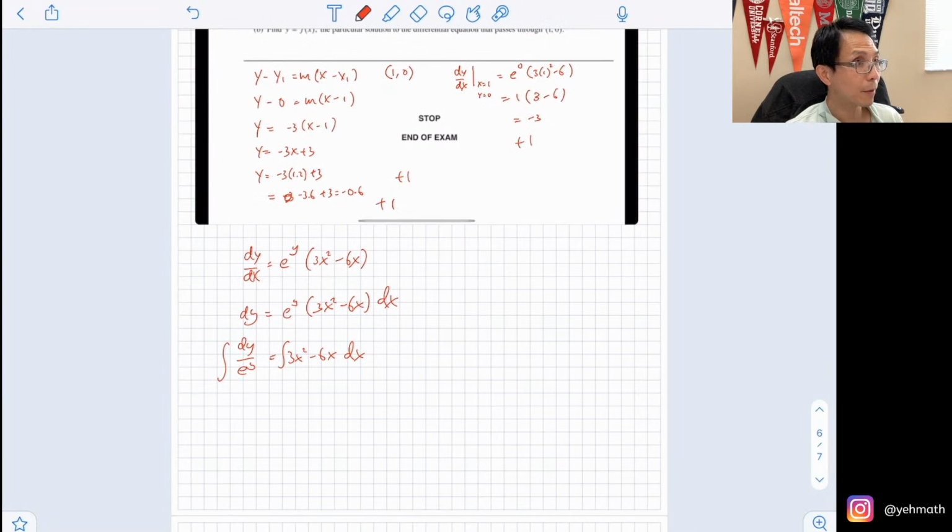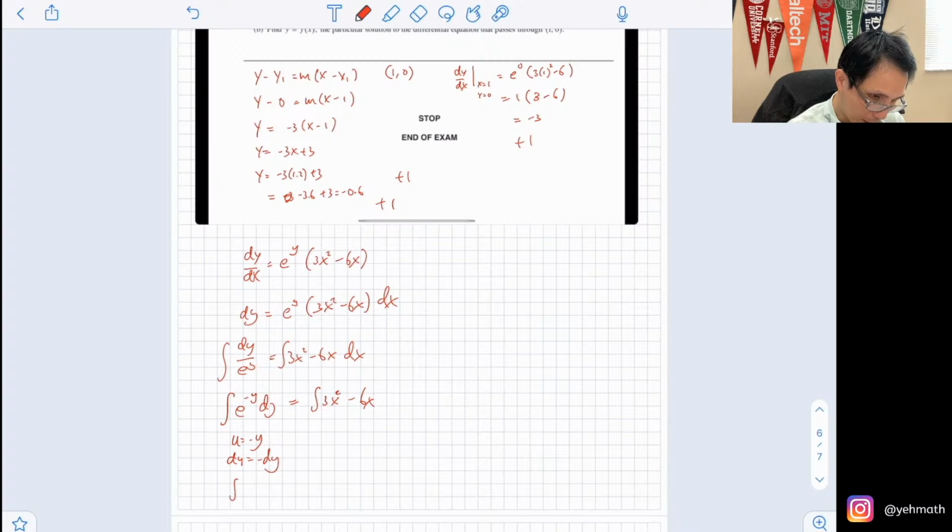But how do I do integration of dy over e to the y? You don't know? Because the integral of e to the y is just e to the y. Yeah, but the problem is not the integral of e to the y. It's 1 over e to the y. You should rewrite as e to the negative y dy. Did you rewrite that? Okay, so if you rewrite that, then u equal to negative y, du equal to negative dy. So it'll be e to the u, right? And it's gonna be negative.